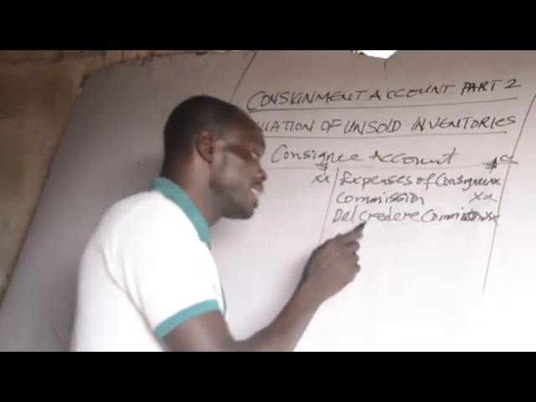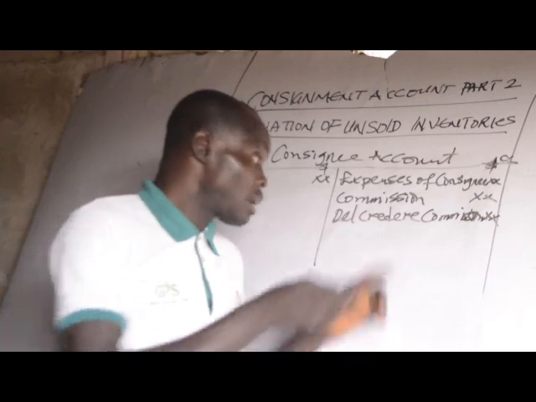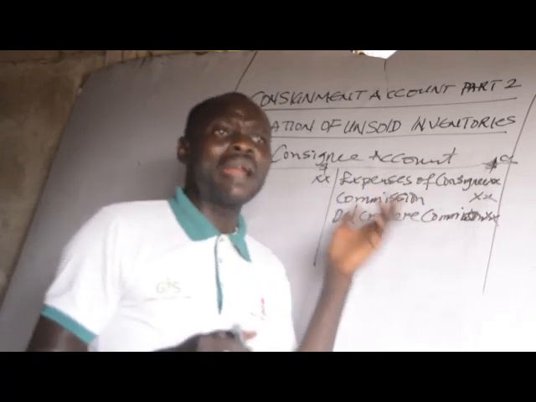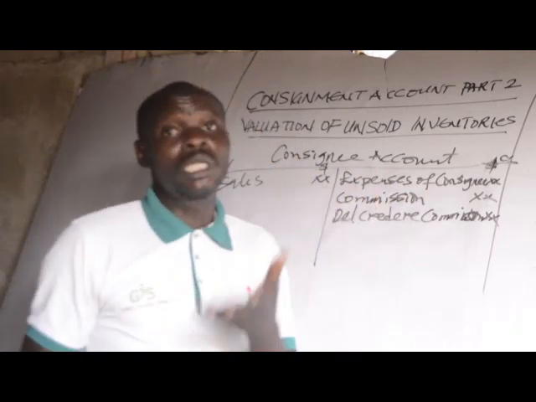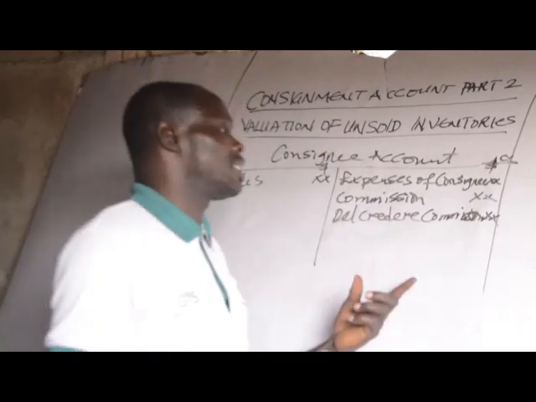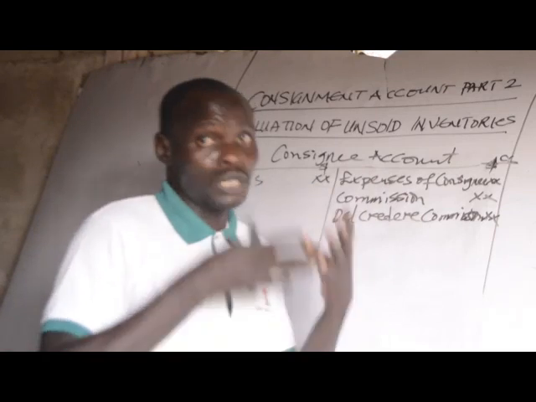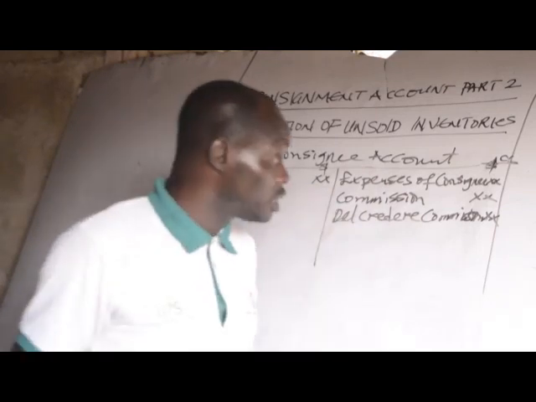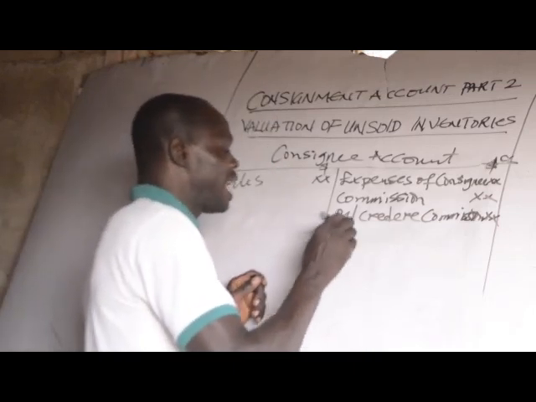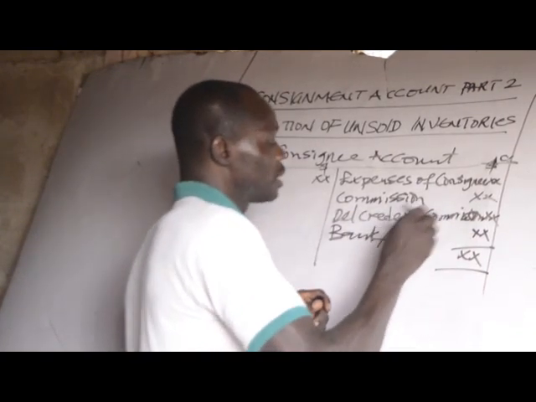I want you to know that del credere commission is usually calculated on the credit sales. You don't calculate del credere commission on cash sales. But where you are not told that a certain amount of sales is for cash or credit, you assume that all your sales are on credit. In that case, your del credere commission can be calculated on your total sales, where there is no disparity between cash sales and credit sales. So you have the balance to be remitted, maybe by check or draft, depending on the question.